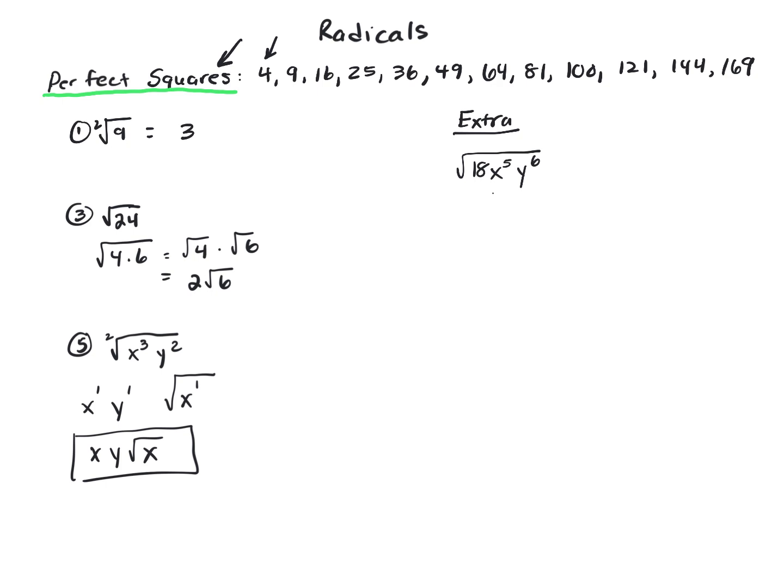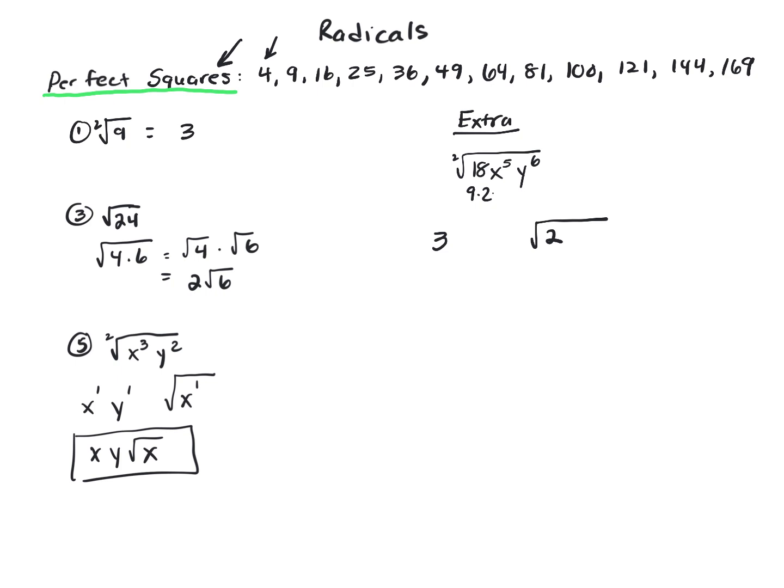I'm letting you do the evens, but I did write down an extra problem here. Now, 18 is 9 times 2. Square root of 9 is 3. So I'm going to bring out a 3. That's going to leave a 2 underneath. Remember, there's a 2 there.